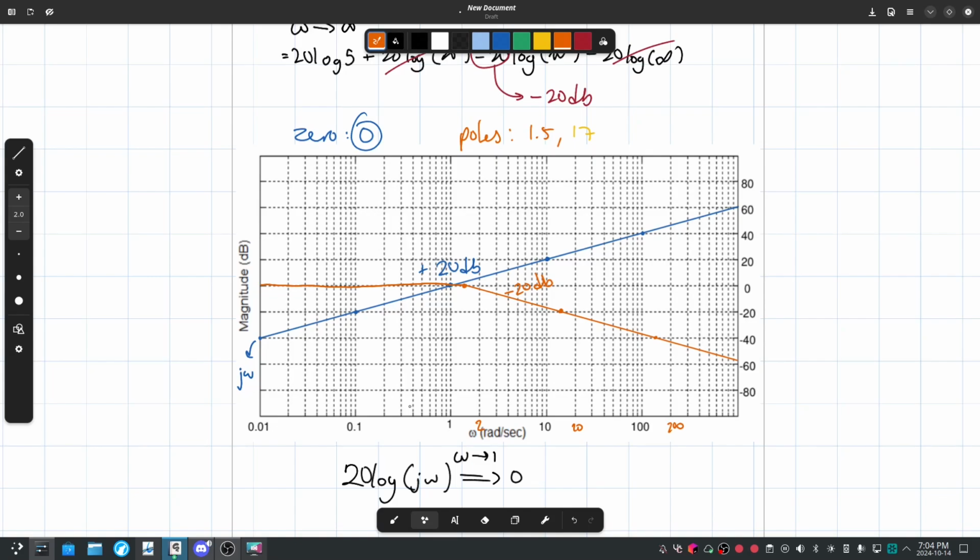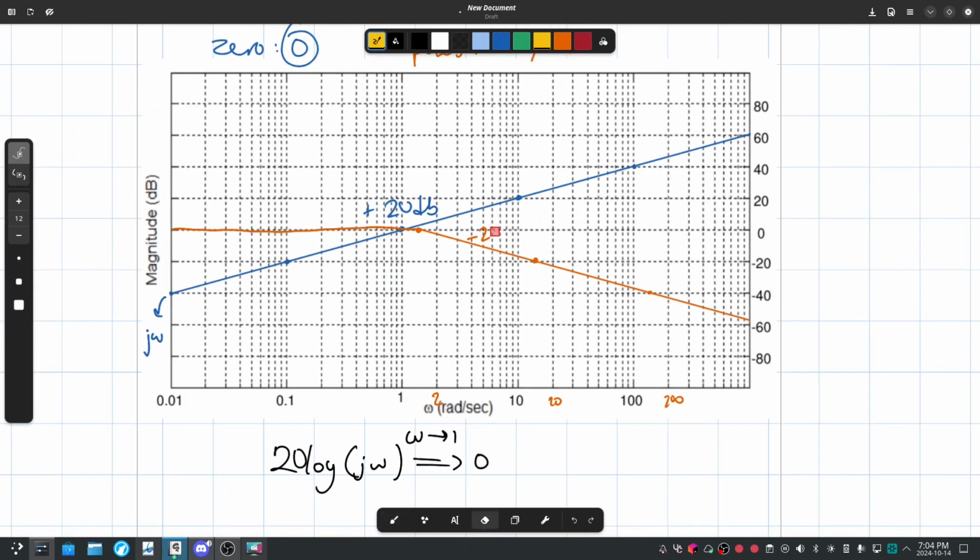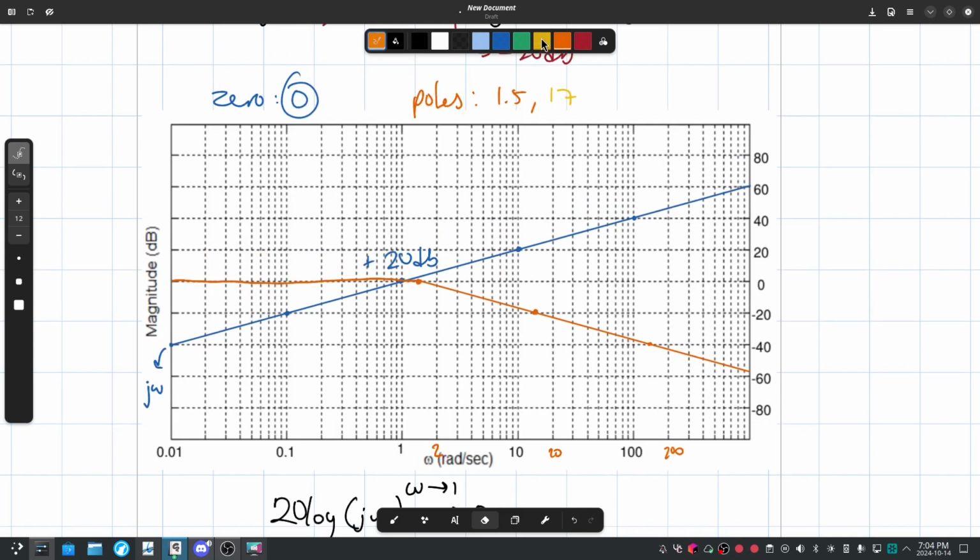And now we are going to do 17. Same concept as 1.5. You might need more space. I know, it gets ugly. It gets ugly. So now we're going to do 17.